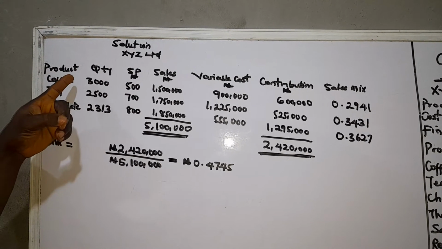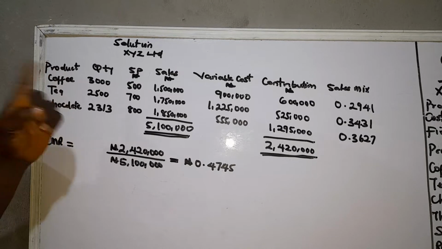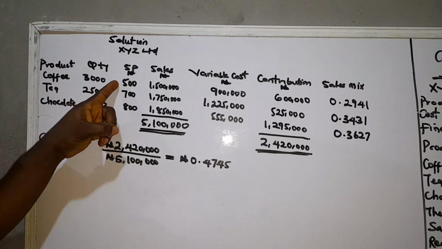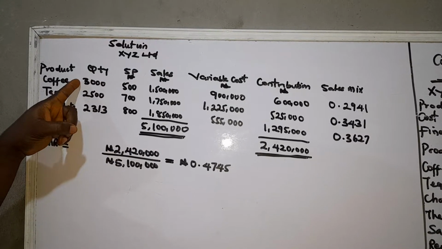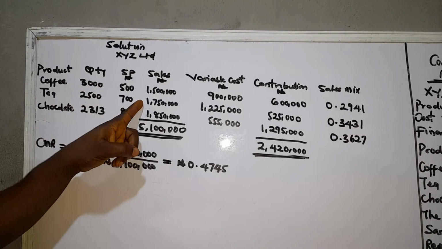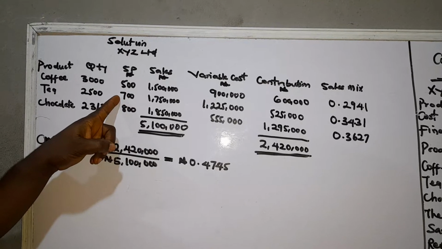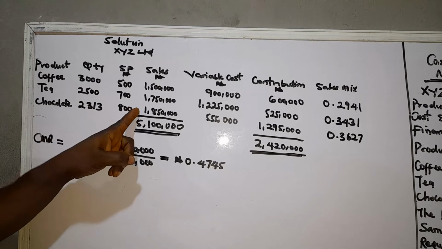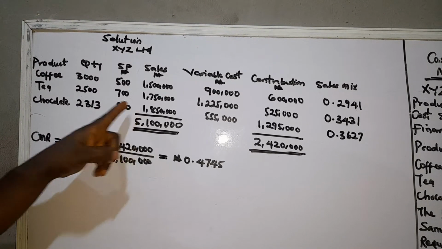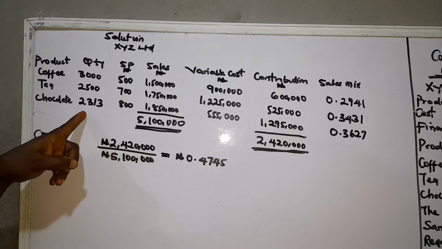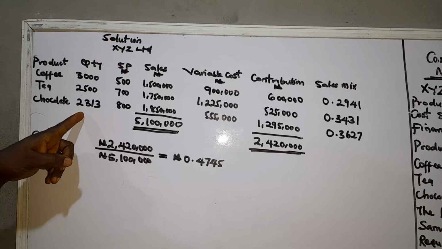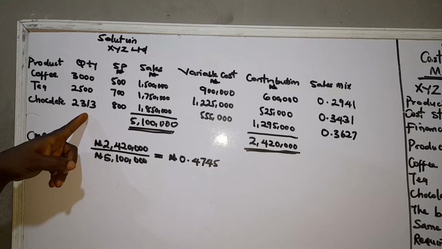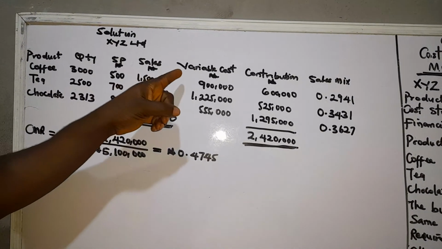But it did not give us the quantity sold. How do I get the quantity sold? 1.5 million divided by 500 will give me 3,000 quantity. 1,750,000 divided by 700 naira will give us 2,500 quantity. 1,850,000 divided by 800 will give me 2,313 units sold approximately.